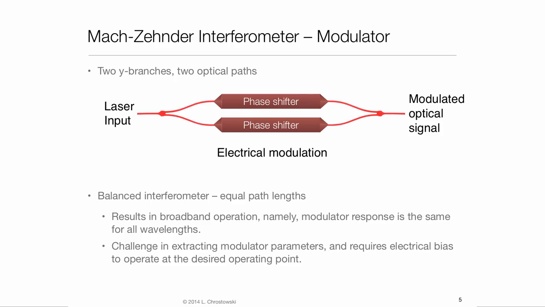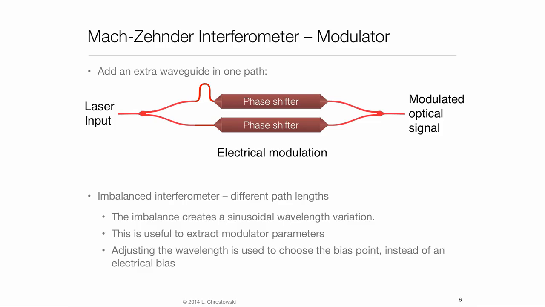This configuration is known as a balanced interferometer. There are two paths that have equal lengths. This device thus operates over a broad range of wavelengths. However, it requires circuitry to bias the phase shifters at the correct operating point.